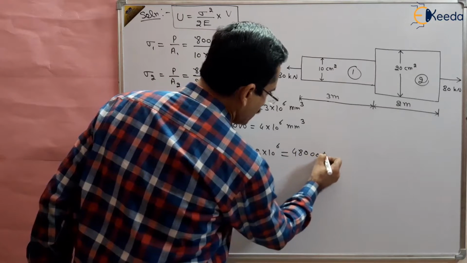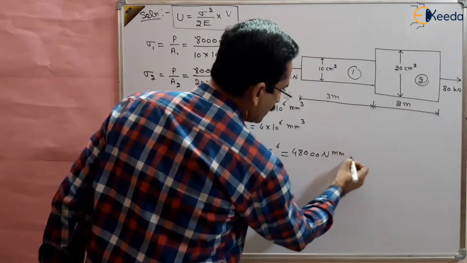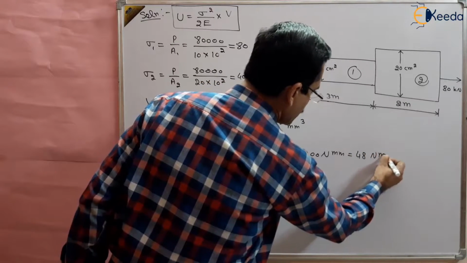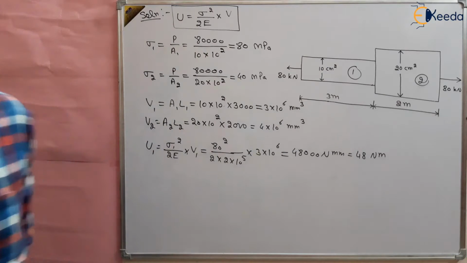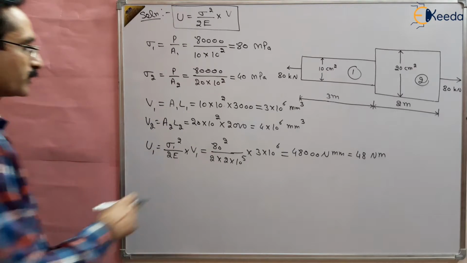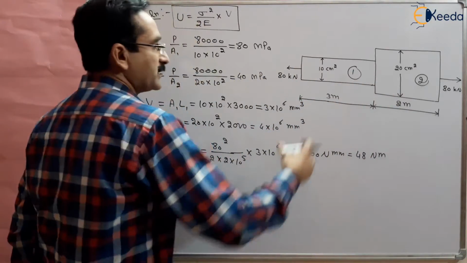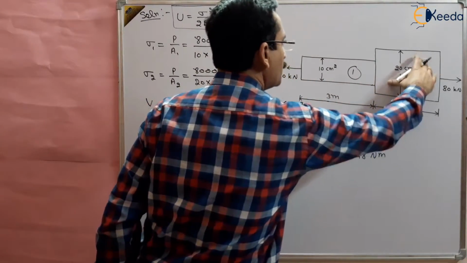48,000 Newton millimeter or 48 Newton meter, right? 48 Newton meter is the strain energy stored in part 1 of the material by applying the load of 80 kN. What is the strain energy stored in part 2 of the material?